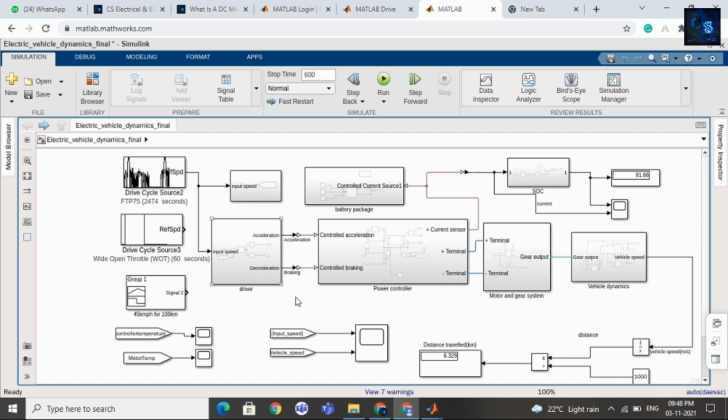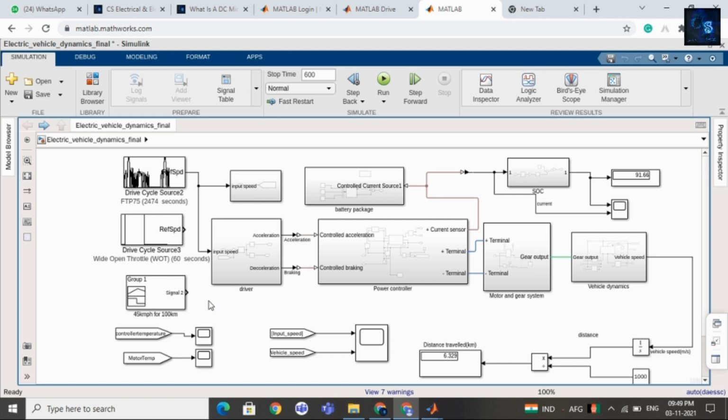Let me explain about this model. Here you can see there are various subsystems: driver, power controller, battery pack, SOC, motor and gear system, and vehicle dynamics. The aim of this model is to analyze the electric vehicle dynamically. Let me explain about this model in depth.